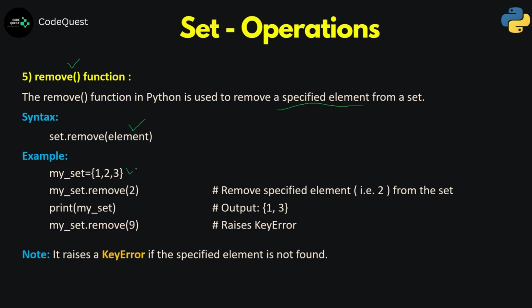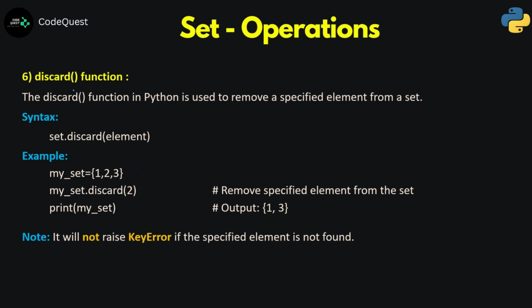Now assuming we have taken a set here holding these 3 elements, I am writing the set name followed by remove, and the element which I want to remove is 2. After this is removed, when I print my set, I am going to get the remaining elements, that is 1 and 3. In case we are trying to remove an element which is not available in this set, then you are going to get an exception, that is nothing but a KeyError.